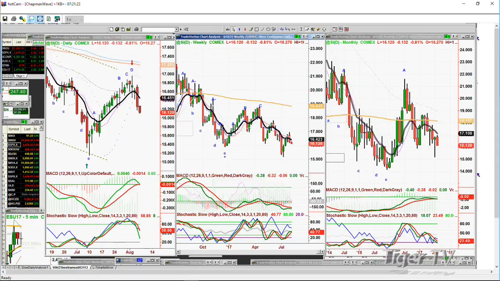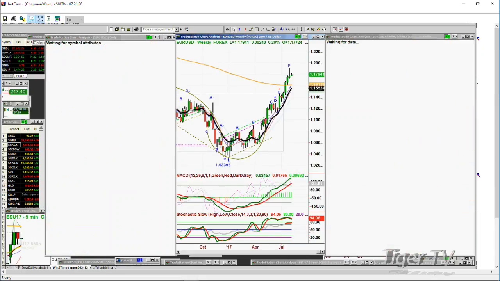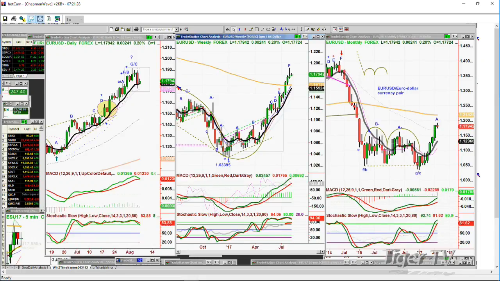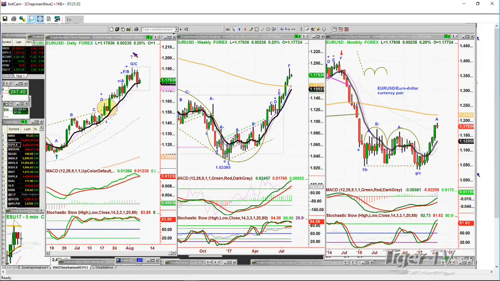Now, this is what we want to get to. Euro, dollar, USD. So it's the euro-dollar currency pair. It went to a peak G/C at 1.19100. That was on the 2nd of August. Pulls back to the 9-period moving average support. The MACD's turned down, hasn't crossed negative yet. Stochastics pulled back, but still above 80%, at 83% in the daily.